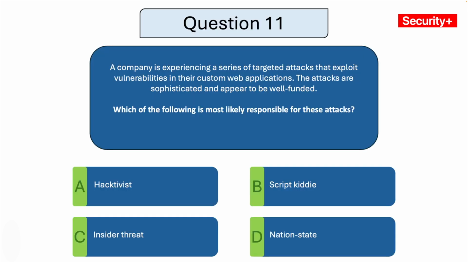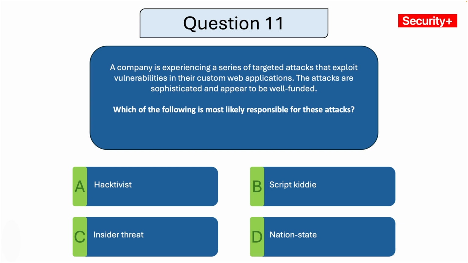Question 11. A company is experiencing a series of targeted attacks that exploit vulnerabilities in their custom web applications. The attacks are sophisticated and appear to be well-funded. Which of the following is most likely responsible for these attacks? A, hacktivist, B, script kiddie, C, insider threat, or D, nation state?